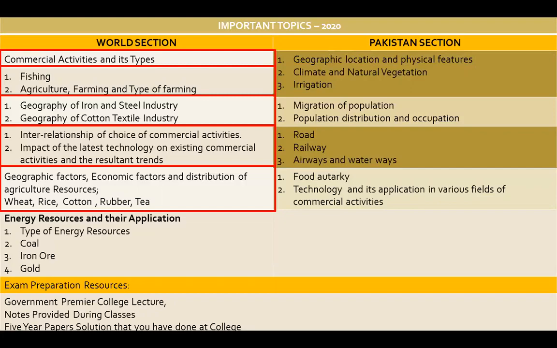So how many topics do we have? 1, 2, 3, 4, 5, and the last one, topic number 6, energy resources. There are applications and types of energy resources: coal, iron ore, and gold. So these are the world section topics, covering about 8 major topics, and you only have to do 2 questions out of 8.